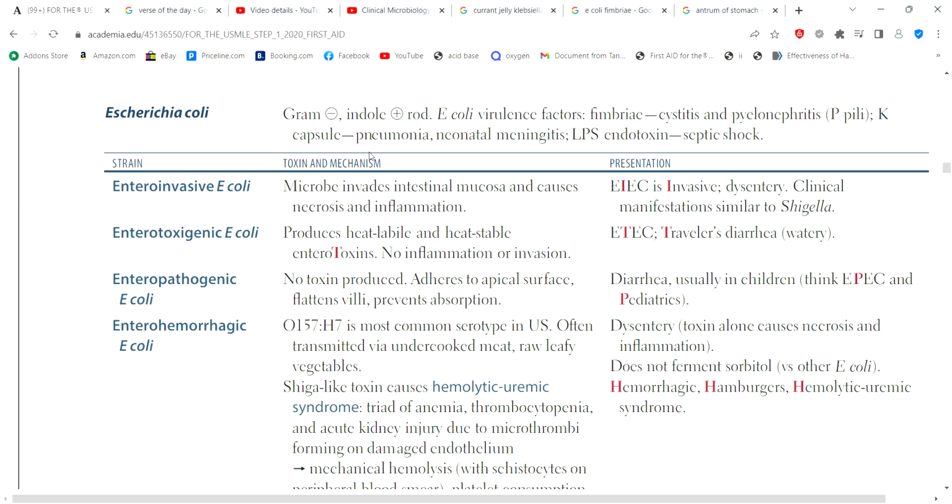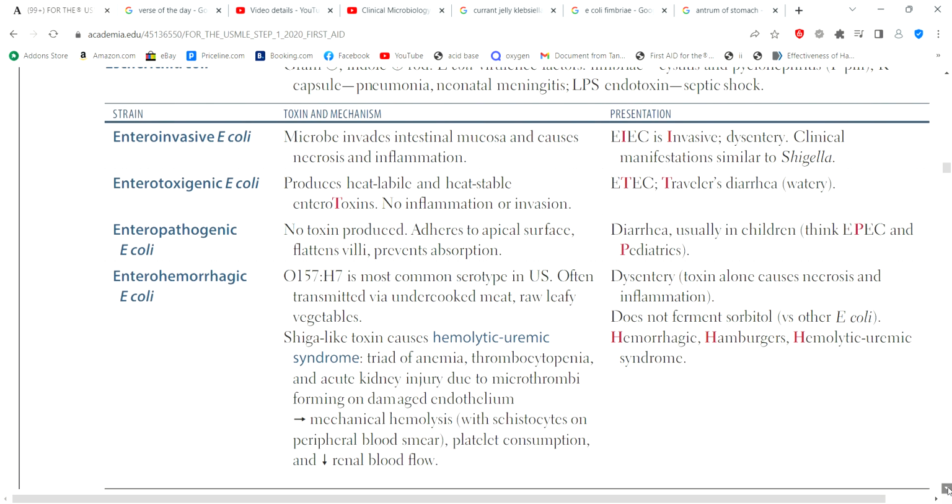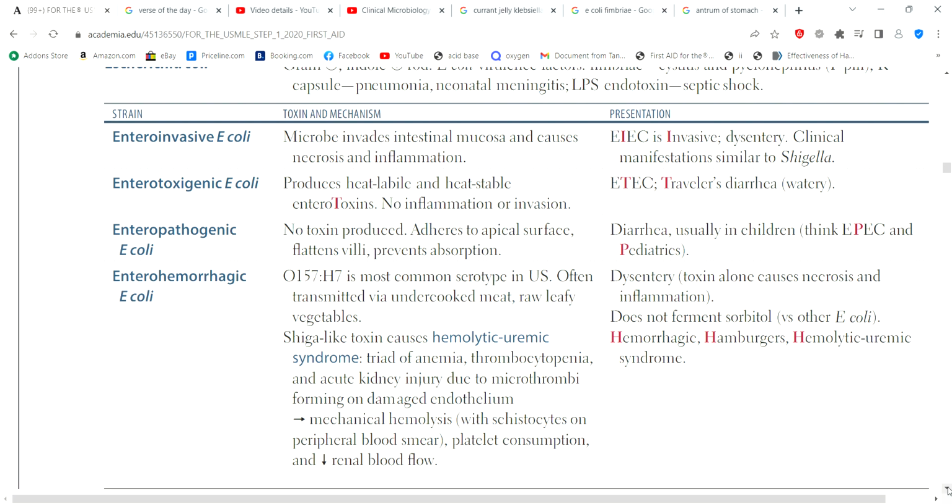Now, K capsule, we just said K capsule of E. coli causes pneumonia and neonatal meningitis, and then LPS endotoxin causes septic shock. Now, there are four types of E. coli, and they all produce different symptoms. We're going to get into this.